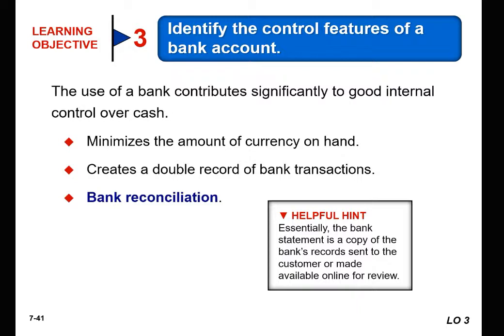So that independent record from the bank's side contributes significantly to the internal controls over cash. It also minimizes the amount of actual currency, so actual dollars and cents, that need to be kept on hand. It facilitates the control of cash because a double record is maintained of all bank transactions, one by the bank and one by the company. And the asset account cash is maintained by the company as the flip side of the bank's liability account for that company. It should be possible to reconcile these accounts and make them agree at any given point in time.